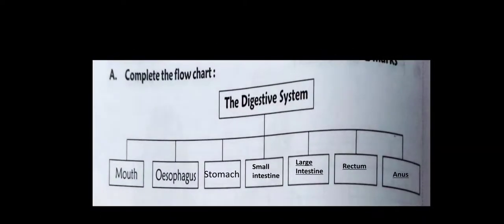Digestive system organs are mouth, esophagus, stomach, small intestine, large intestine, rectum, anus. Mouth, esophagus, stomach, small intestine, large intestine, rectum, anus.